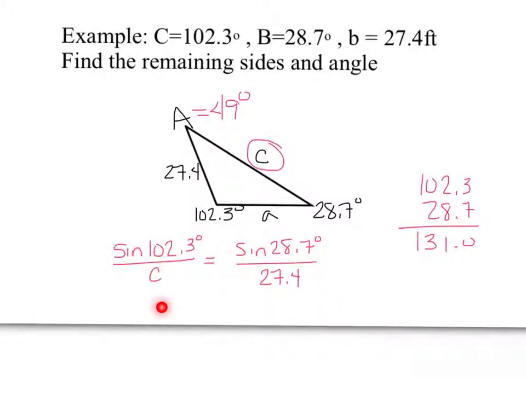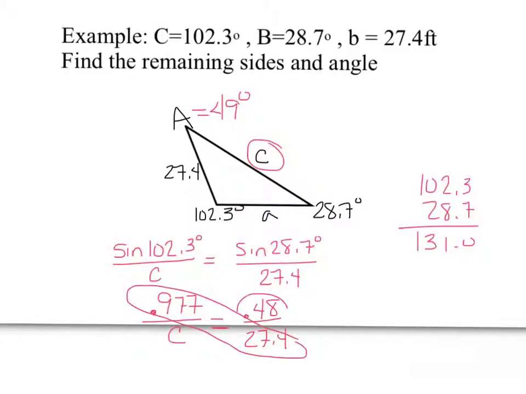Now it's time to do a proportion. Do you guys have your calculators up? Can you figure out these things for me? Okay. So sine of 102 degrees. Can someone find that for me? Okay, so the sine of 102.3 is 0.977 over C equals, and then the sine of 28.7 is 0.48 over 27.4. Now we need to cross multiply and divide. And so we get what for C?